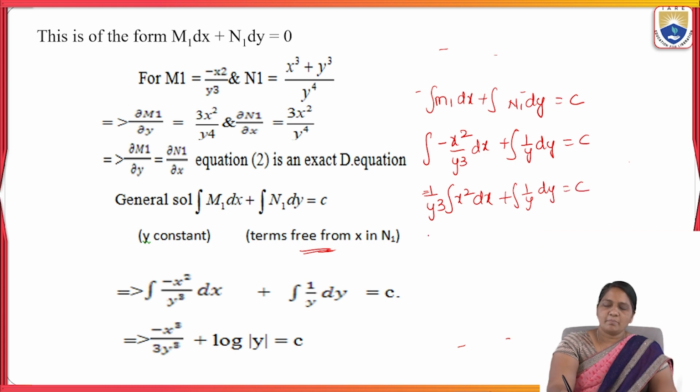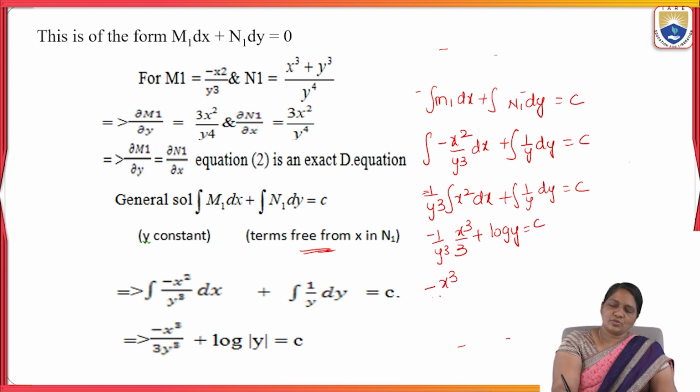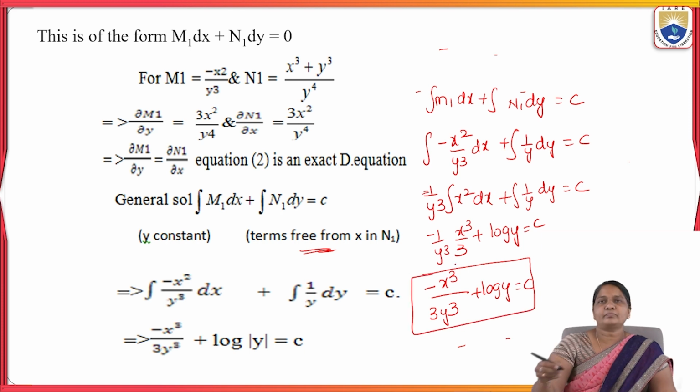So here minus 1 by y cube, integral x square is x cube by 3, plus integral 1 by y is log y, equal to c. So finally this is minus x cube by 3y cube plus log y equal to c. So this is our general solution.